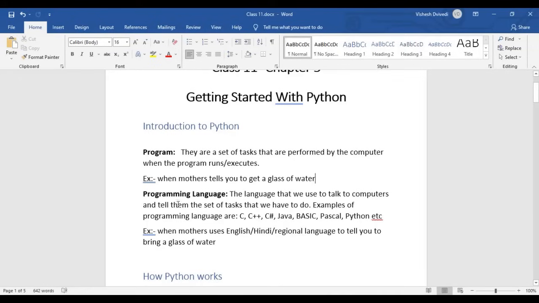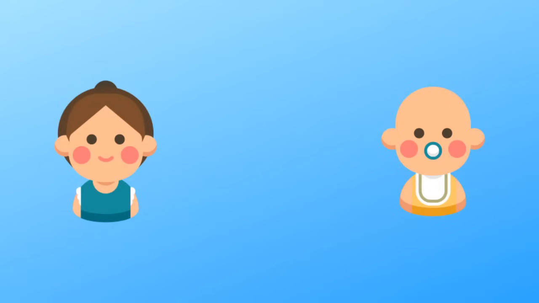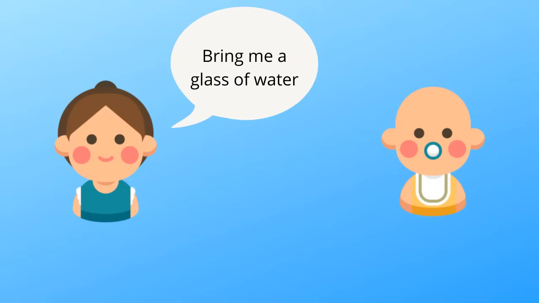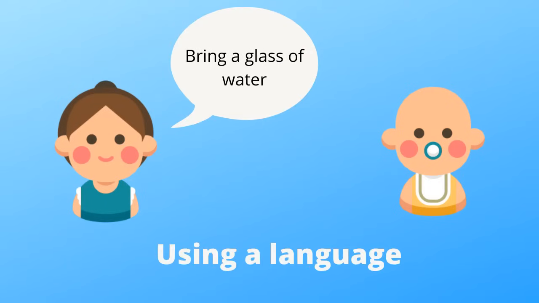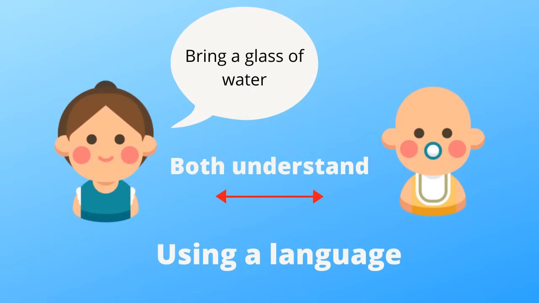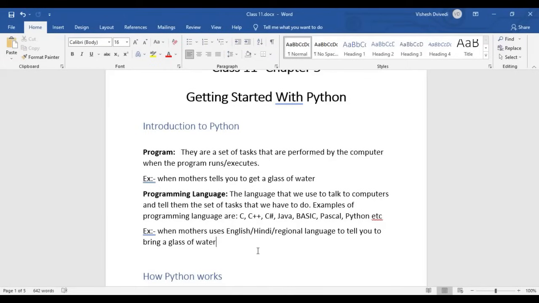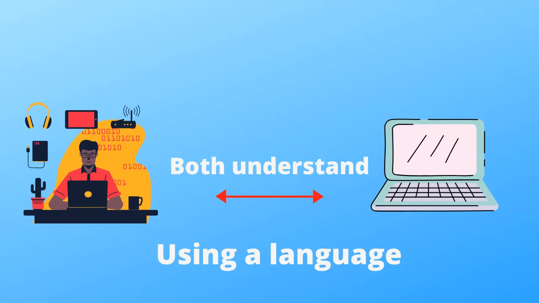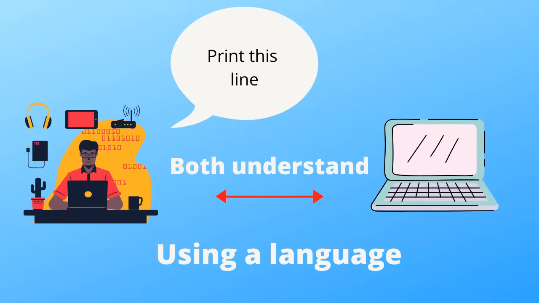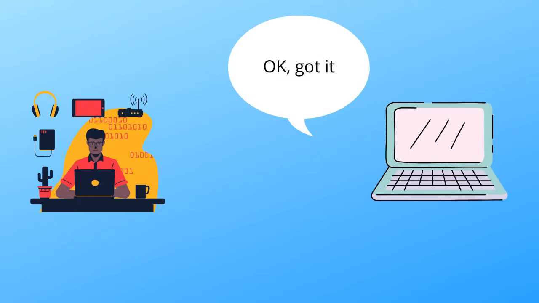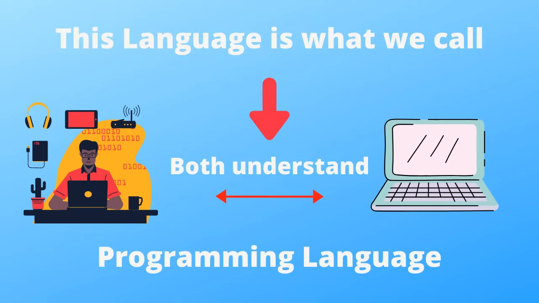Now let's talk about programming language. Coming back to the previous example, your mother would tell you to bring a glass of water by speaking to you in a language. She is able to tell you the command because there is a language that both you and your mother understand. Similarly, we need a language that both you and the computer would understand, so that you can tell the computer what program you want to make or execute. This language is what we call a programming language.